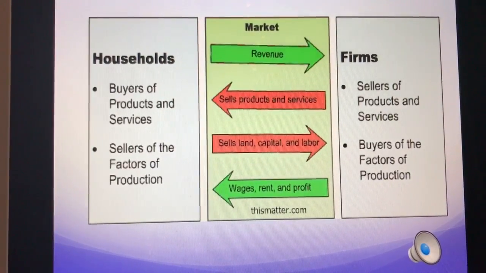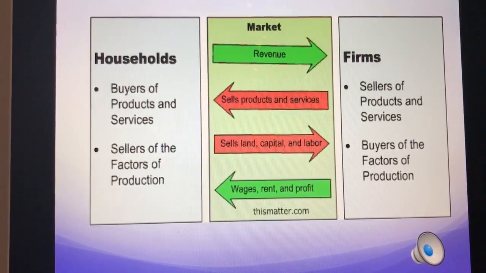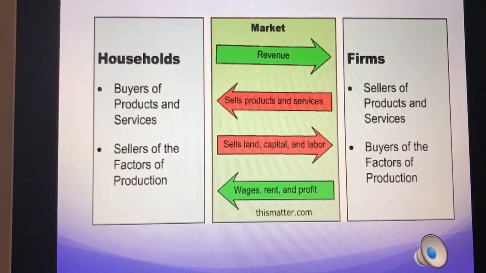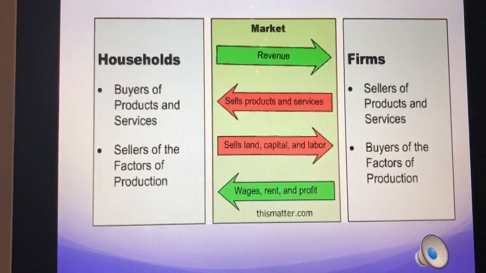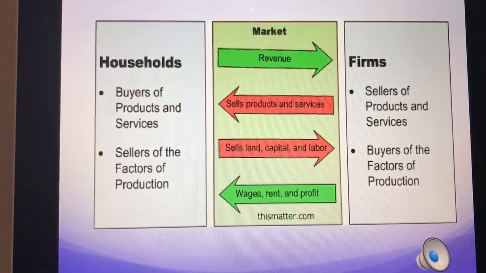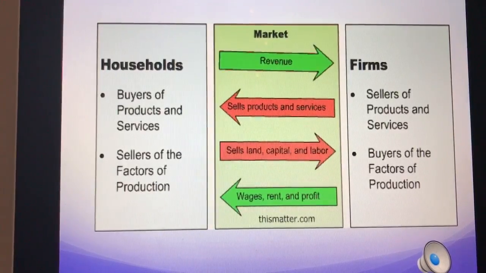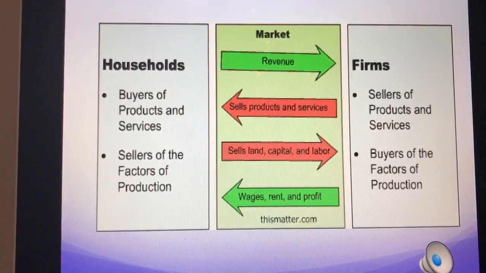This creates something known as the market for goods and services. Households are buyers and the firms are sellers. Households spend money and firms receive revenue. In addition, factors of production are also present. Households provide the inputs that firms use to produce goods and services. Firms provide wages, rent, and profit, and households receive income.